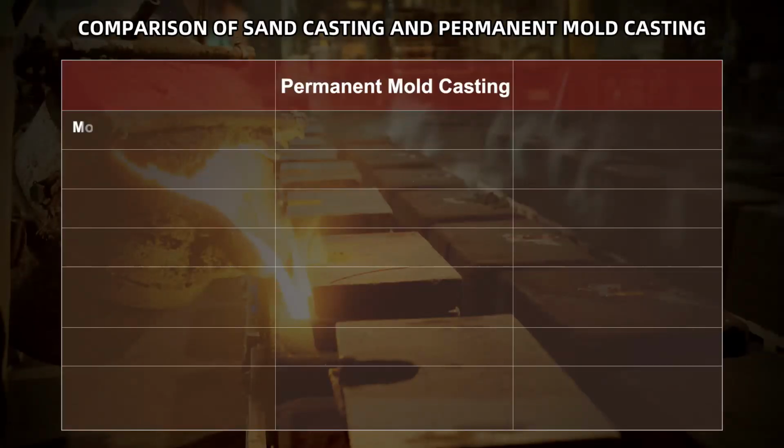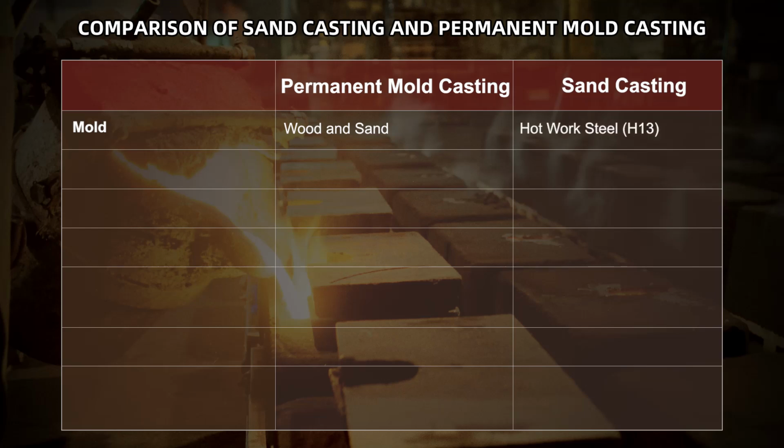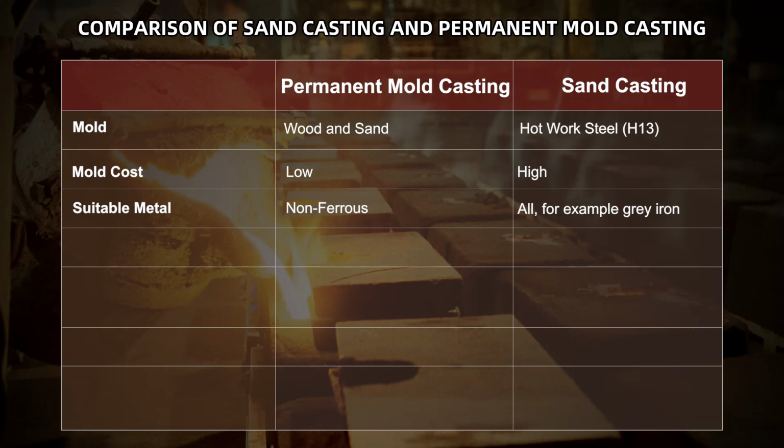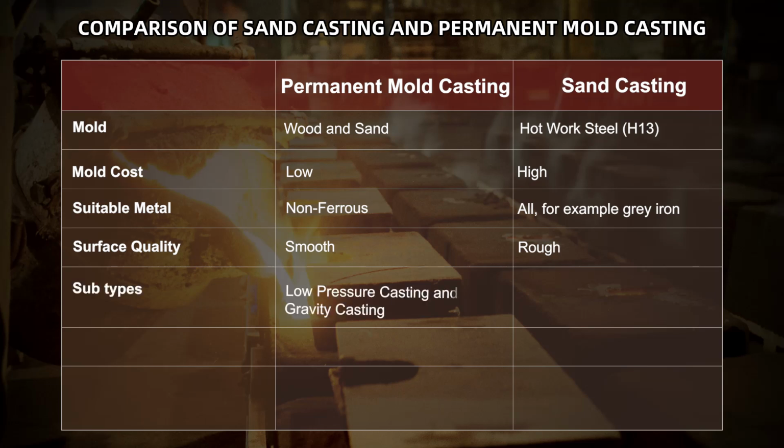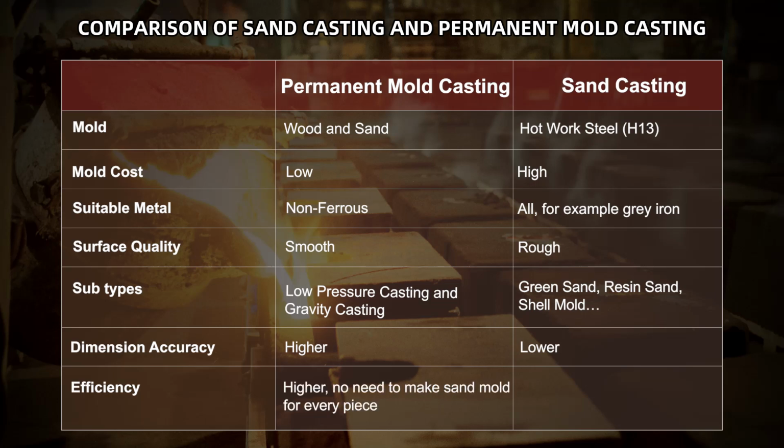Permanent mold casting. Mold: hot work steel. Sand casting. Mold: wood and sand. Mold cost: high for permanent mold, low for sand casting. Suitable metal: non-ferrous for permanent mold; all metals for sand casting, for example gray iron. Surface quality: smooth for permanent mold, rough for sand casting. Subtypes: low-pressure casting and gravity casting for permanent mold; green sand, resin sand, and shell mold for sand casting. Dimension accuracy: higher for permanent mold, lower for sand casting. Efficiency: higher for permanent mold, since there is no need to make a sand mold for every piece; lower for sand casting.